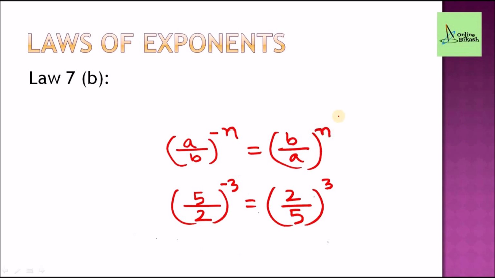What have we changed here? Only the base. The base is a by b here. So a by b has changed to its reciprocal, that is b by a. Reciprocal means upside down. The numerator will change to the denominator, and the denominator will change to the numerator.